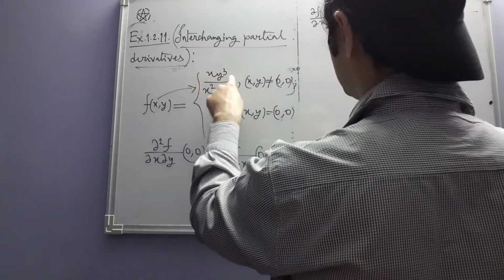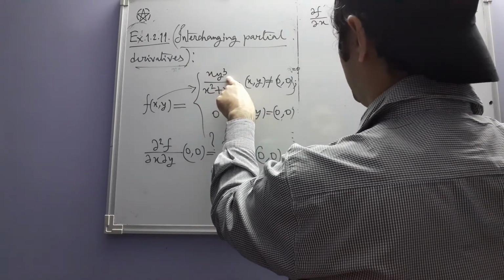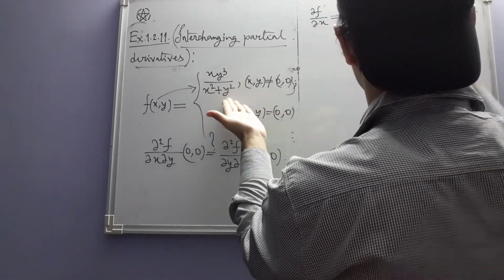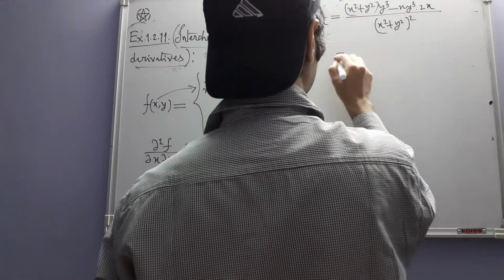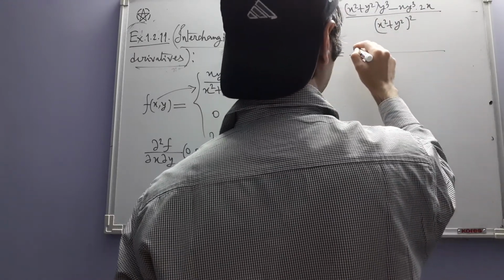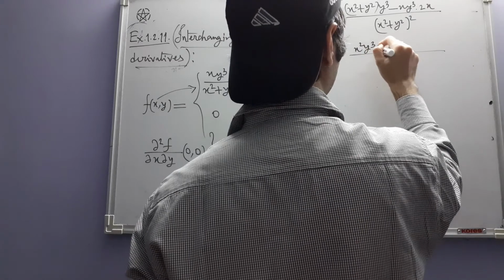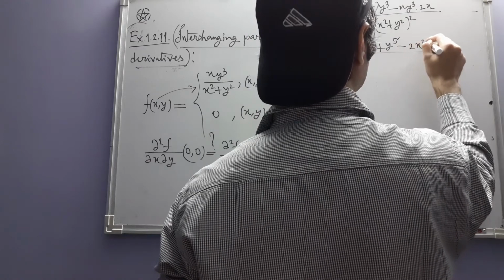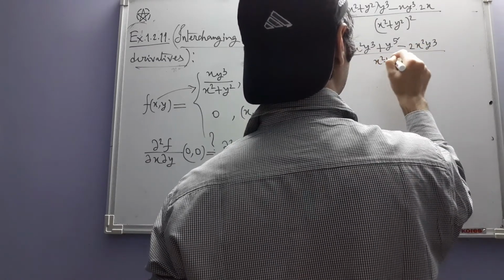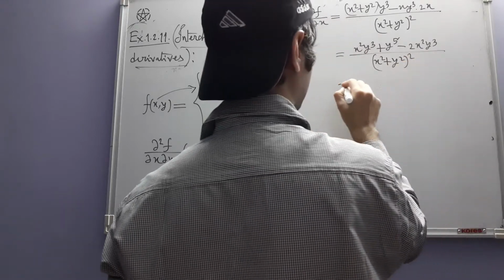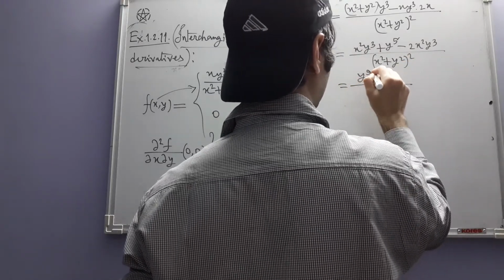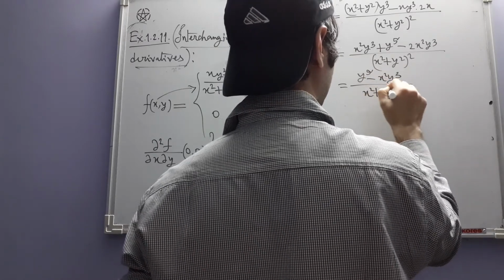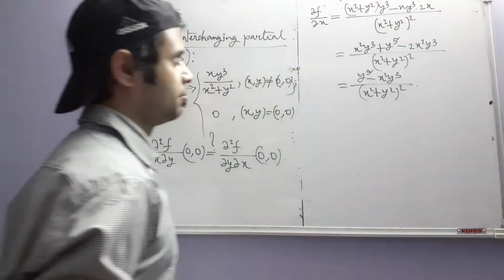We have y³. Note that y now is considered constant, minus xy³ times, differentiate this one with respect to x, 2x. So this becomes x²y³ + y⁵ − 2x²y³ divided by (x² + y²)². So this becomes (y⁵ − x²y³) divided by (x² + y²)².